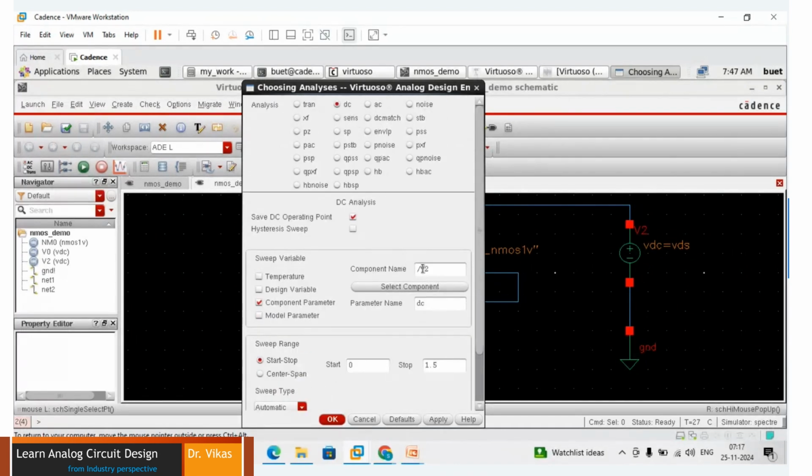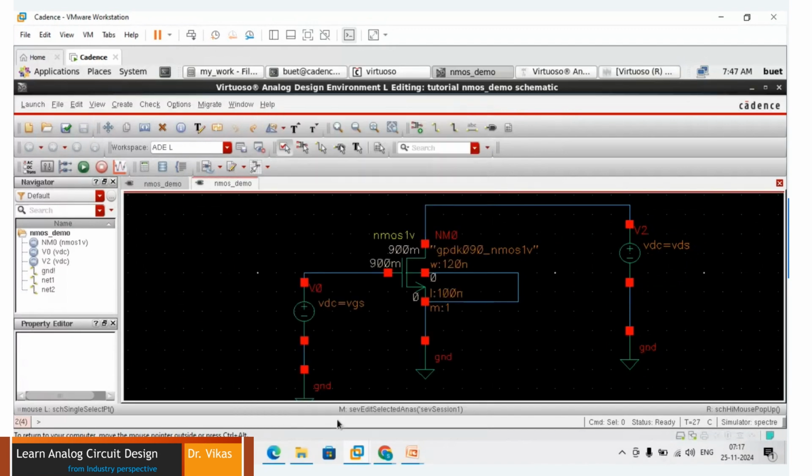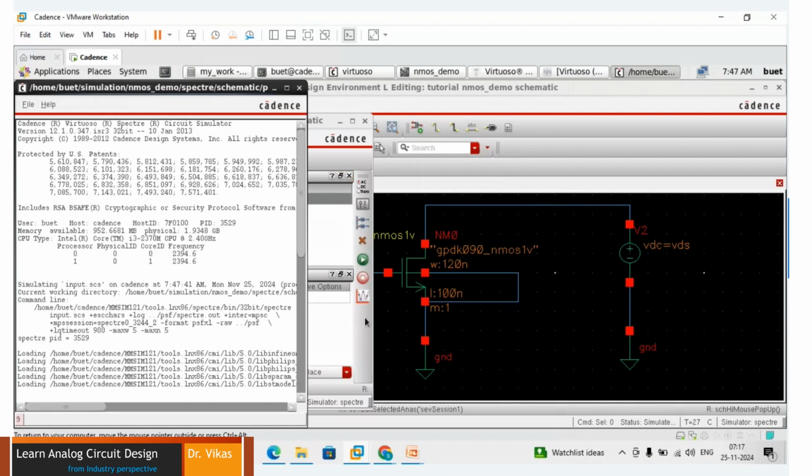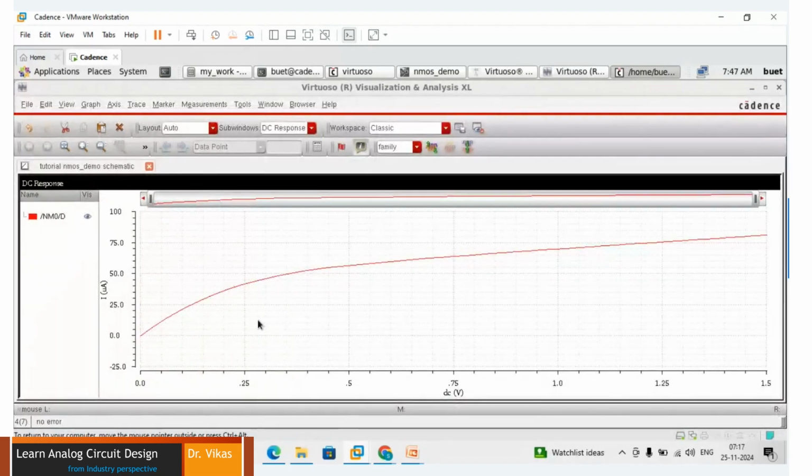Analysis is DC. The only thing is now you have chosen the component name as V2. If you can see over here, V2 indicates VDC. And I say OK. So now the drain current is chosen because I have already chosen that ID versus, now this time it is VDC. So let's try to run. Hopefully we should be able to get that particular graph of ID versus VDS, there you go.